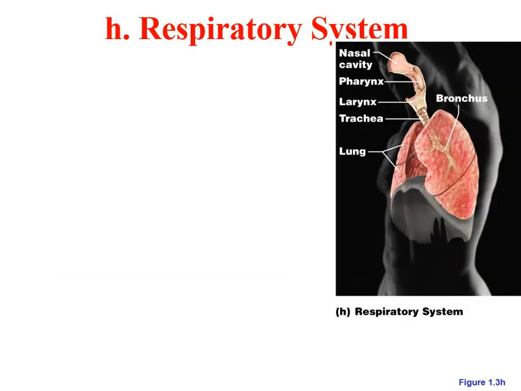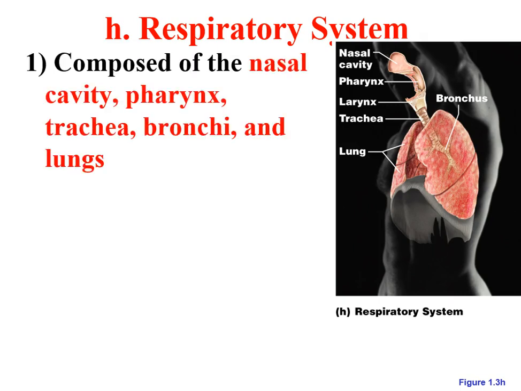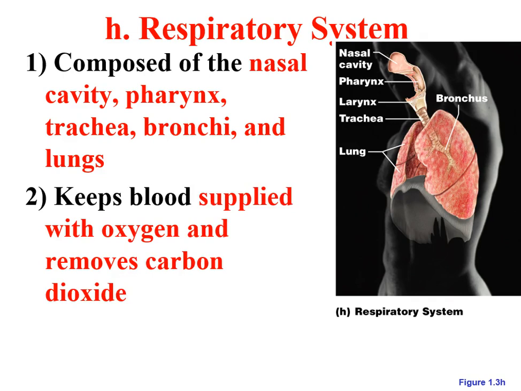Another system you'll study in A&P2 is the respiratory system. The respiratory system involves the nasal cavity, the pharynx, the larynx, the trachea, the bronchi, and the lungs. The job of the respiratory system is to supply oxygen and remove carbon dioxide.